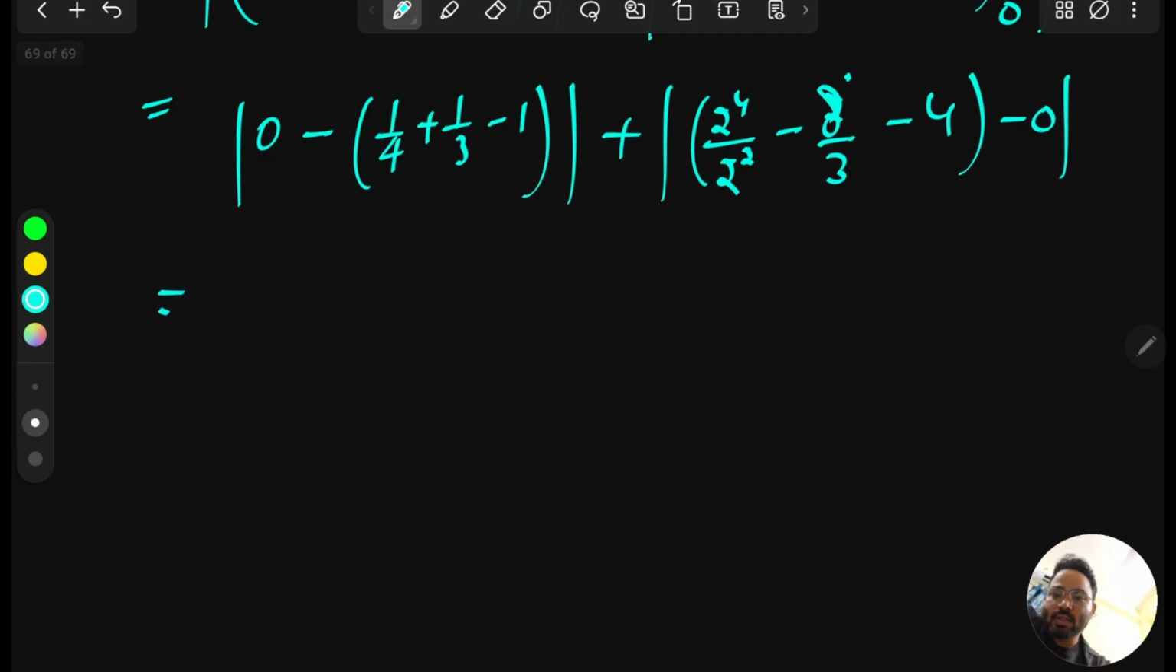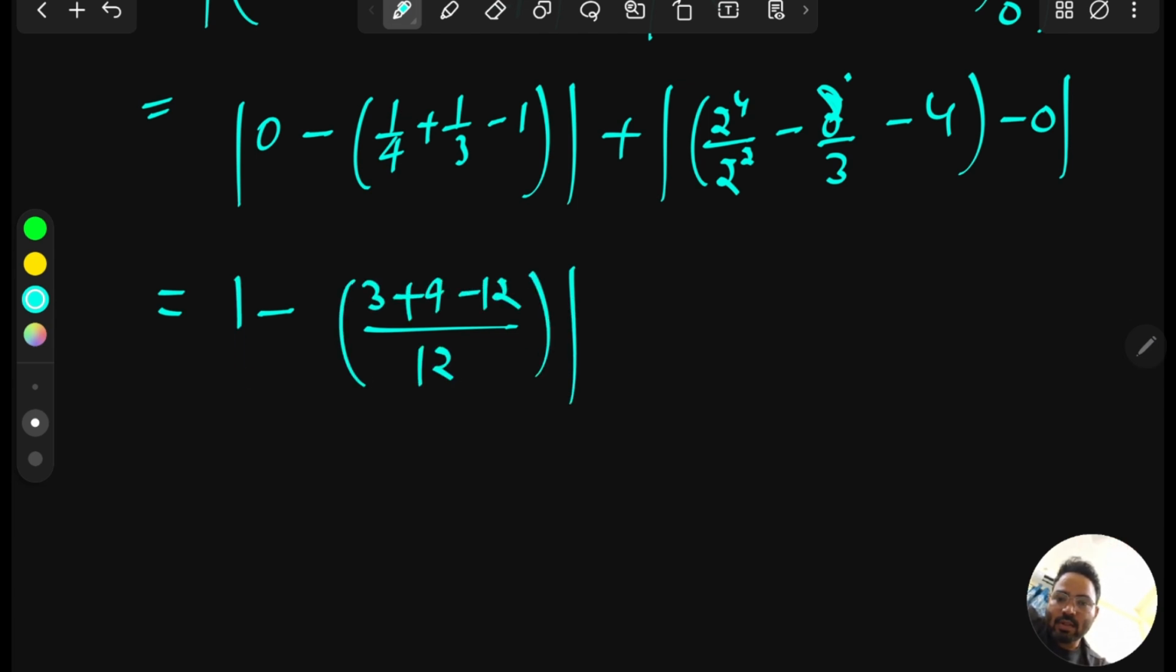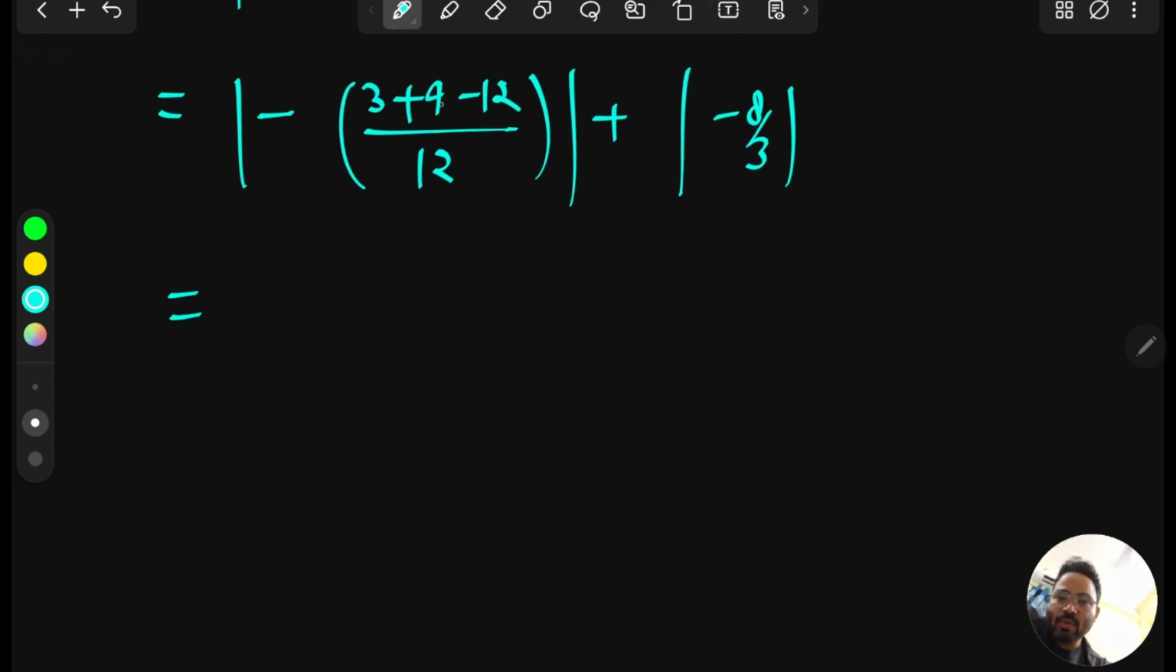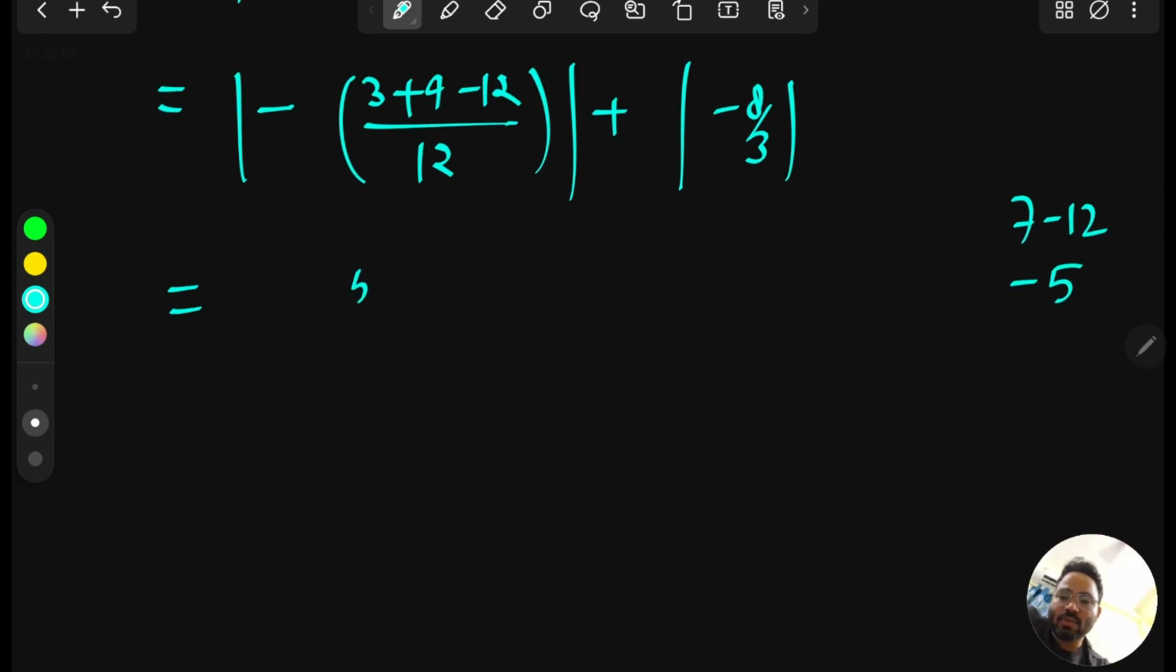Now we have to solve this. From here you can see, if you take 12 as LCM, then this will give you 3 plus 4 minus 12, and from here you can see this will cancel out. From here this will give you plus 4, so plus 4 and minus 4 cancel out. From here you will get -8 by 3. Now 4 plus 3 is 7, and 7 minus 12 is minus 5, and minus minus plus, so this will give you 5 by 12, and this will give you plus 8 by 3. Now just take 12 common.